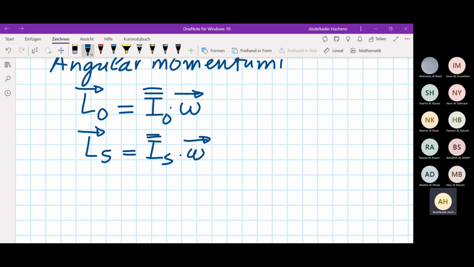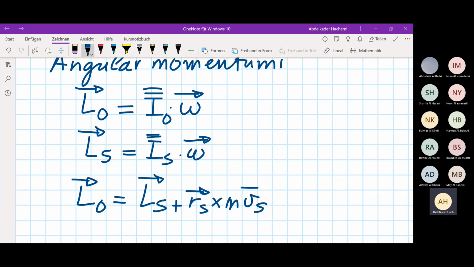Now, we can define L O. If we use Steiner, we have a simple expression: L O is L S plus R S, the distance with the Steiner part, cross M multiplied by the velocity of the centroid V S. Okay.